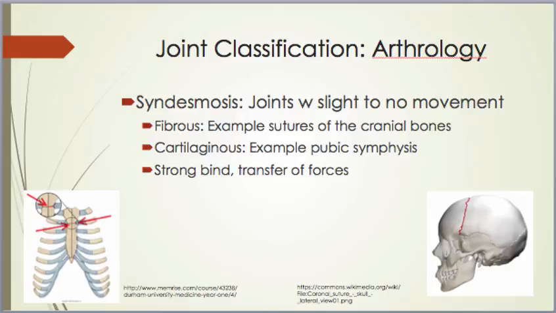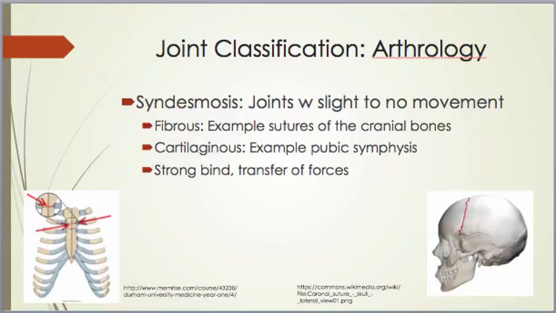And we're going to start out with the syndesmosis. Now, the syndesmosis joint is a joint with slight or no movement. And in this slide, we see a couple of examples. So the picture on the left is of the manubriosternal joint. And although there's slight movement in children, as we get older and naturally get stiffer, that basically turns into a rigid, unmoving structure, much like the cranial bones on the right, the sutures of the cranial bones.